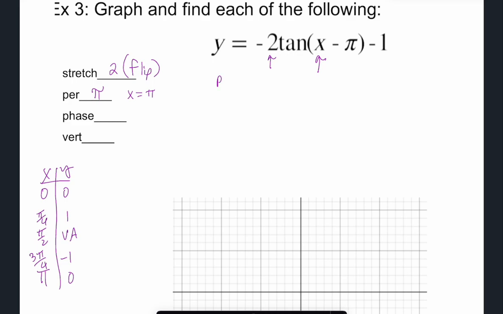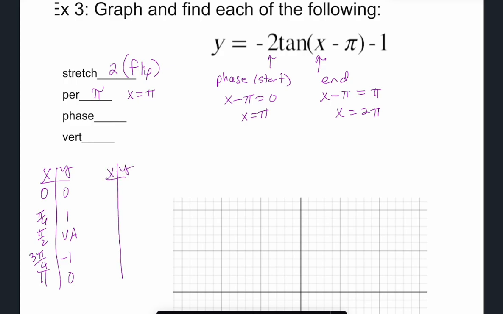Now remember, phase shift is our starting place, and that is where x minus pi equals 0. Our ending spot is where x minus pi equals pi for a tangent. In each of those, in order to get x by itself, we add pi to both sides. So here it would be pi, and here it would be 2 pi. Now we're ready to start our chart. We start at pi, we end at 2 pi.